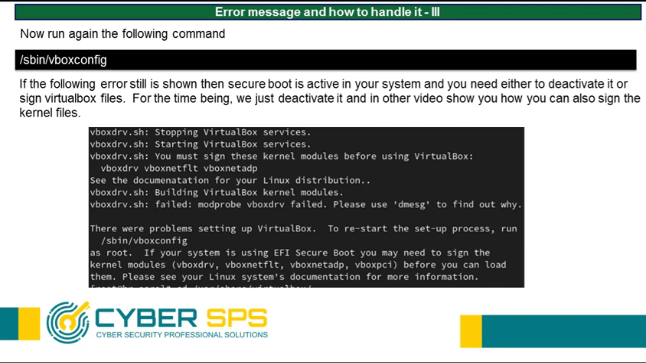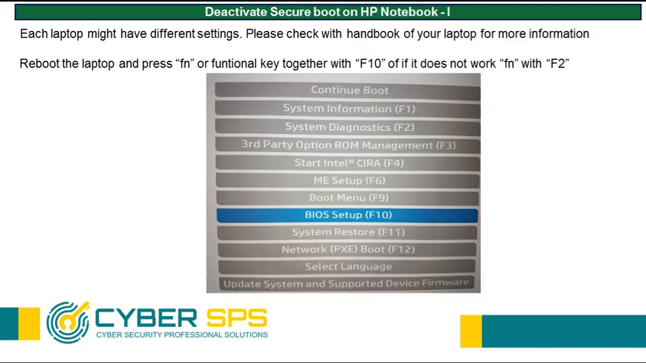So in this case, for this video, I just try to disable secure boot. But in next videos, I will show you how you can compile or sign your kernel modules, and then you can run VirtualBox even when secure boot is active in the system. In each laptop it can be different. My laptop is an HP laptop.